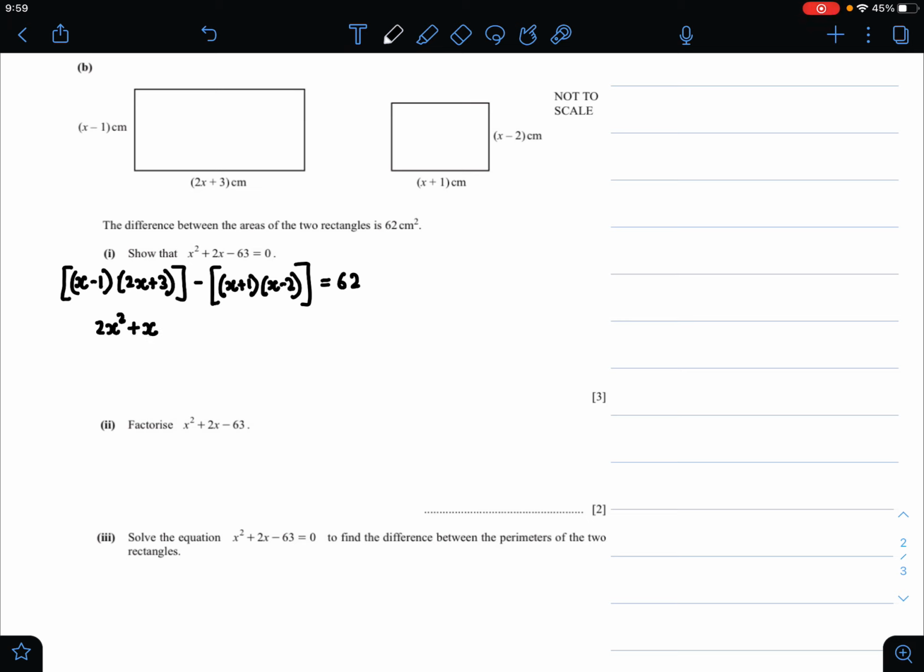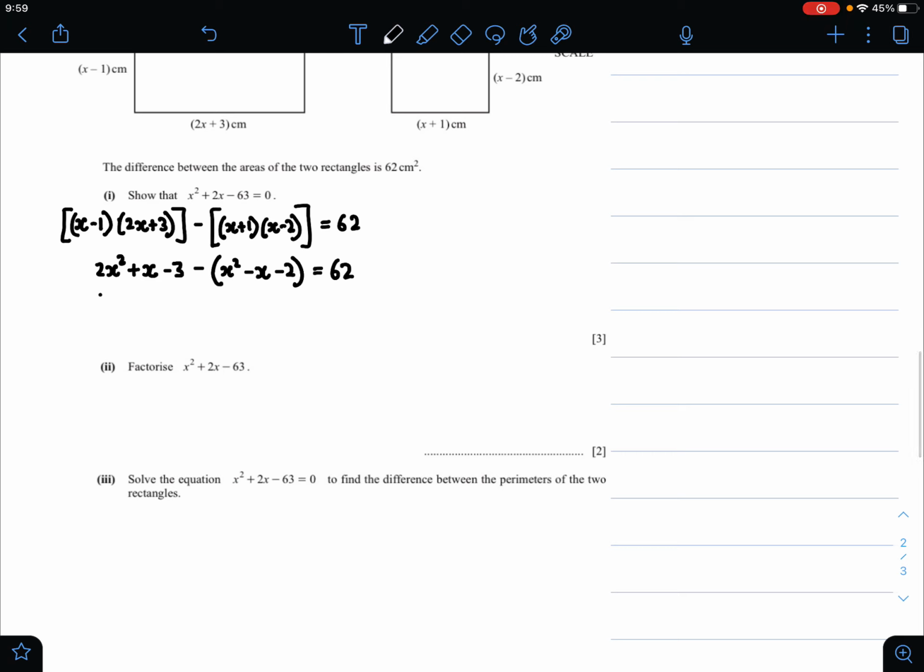Now 3 multiplied by minus 1 is minus 3, minus x multiplied by x is x square. X multiplied by minus 2x is negative 2x, and 1 multiplied by x is positive x, so minus 2x plus x is equal to negative x. Now plus 1 multiplied by minus 2 is equal to minus 2, and this entire thing is equal to 62.